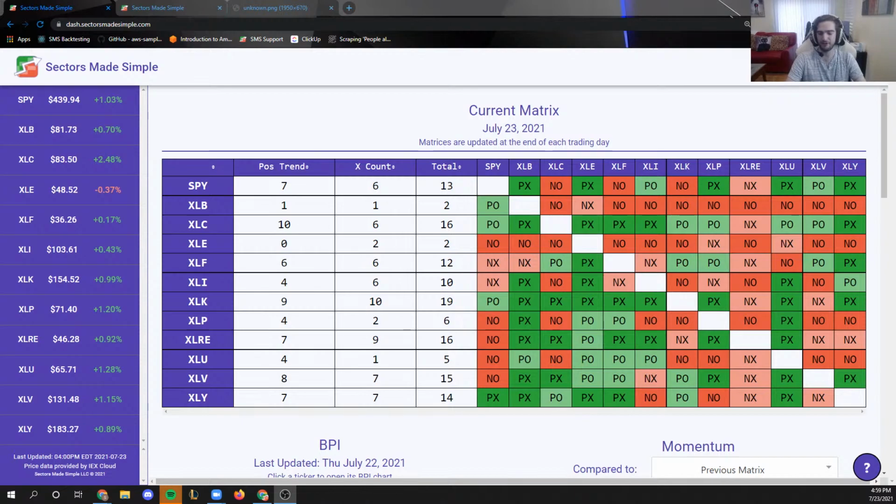And Sectors Made Simple started only about a year ago. We celebrated our 1-year anniversary last month. So this is what we've built in the first year. I hope all of you are ready and willing to be along with us for the ride, because this is what we've done in year 1. We have plenty more things planned for how we continue to make investing, relative strength, backtesting, matrices simpler.